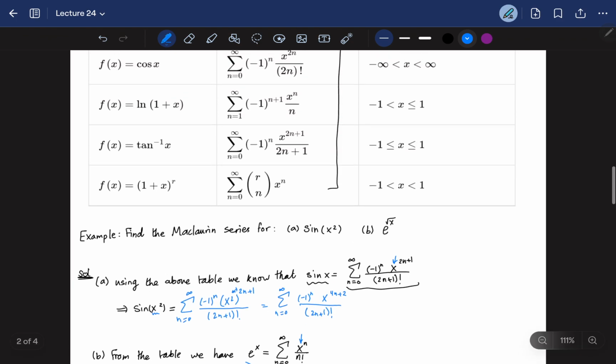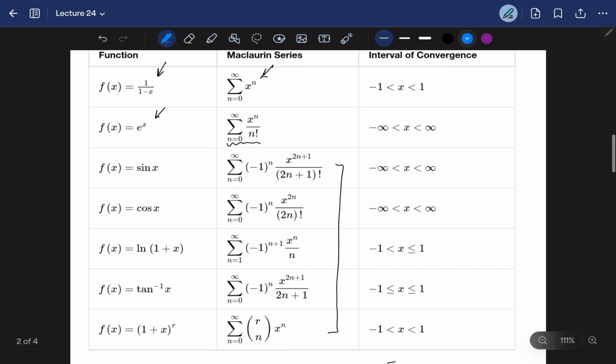So these are just tools that we're going to use to find Maclaurin series for more complicated functions that can be related to one of these functions.